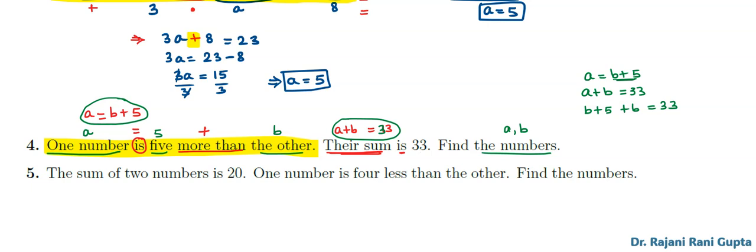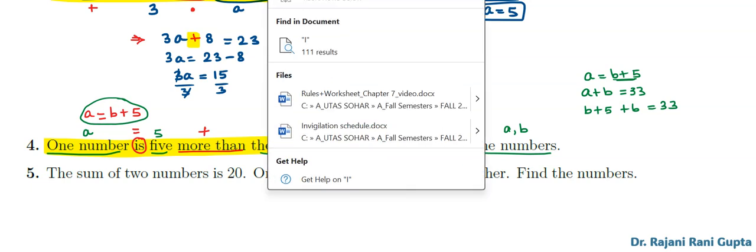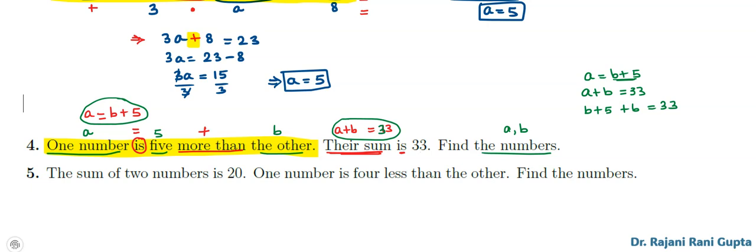What did we do here? We have substituted the value of A as B plus 5 here. Now it becomes an equation only in B. So it is 2B plus 5 is equal to 33. On solving, this gives you 2B is equal to 33 minus 5. How much is 33 minus 5? That is 28. 2B is 28. This gives you B is equal to 14.